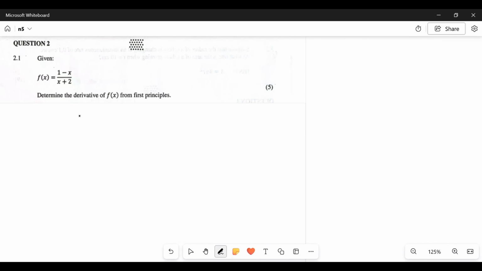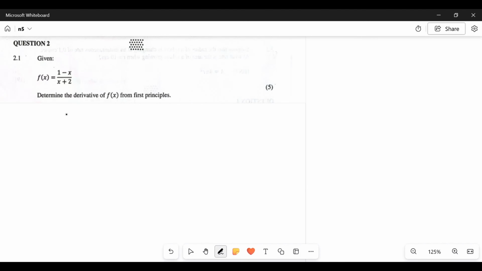All right, guys, let's look at question 2.1. Given here, we have f of x equal to 1 minus x divided by x plus 2. They want us to determine the derivative of f of x from first principles.